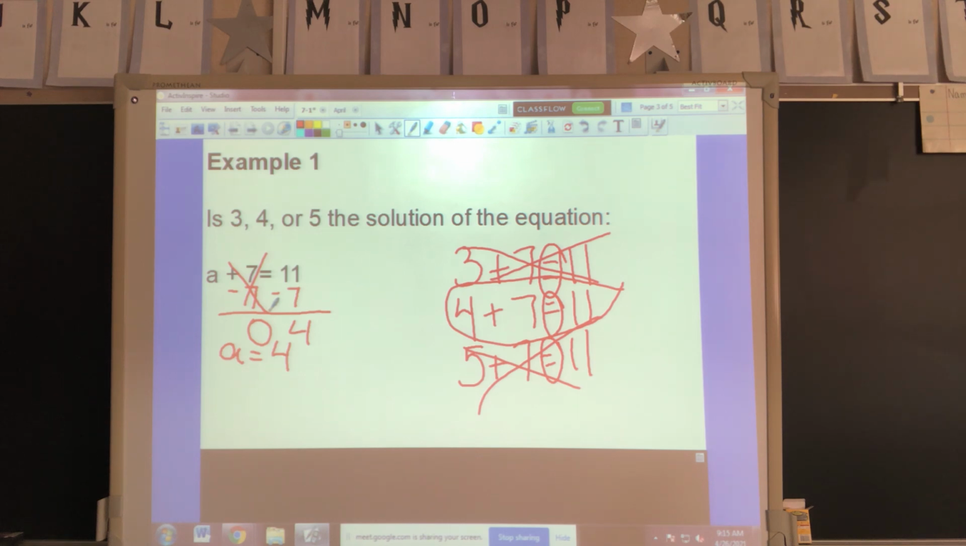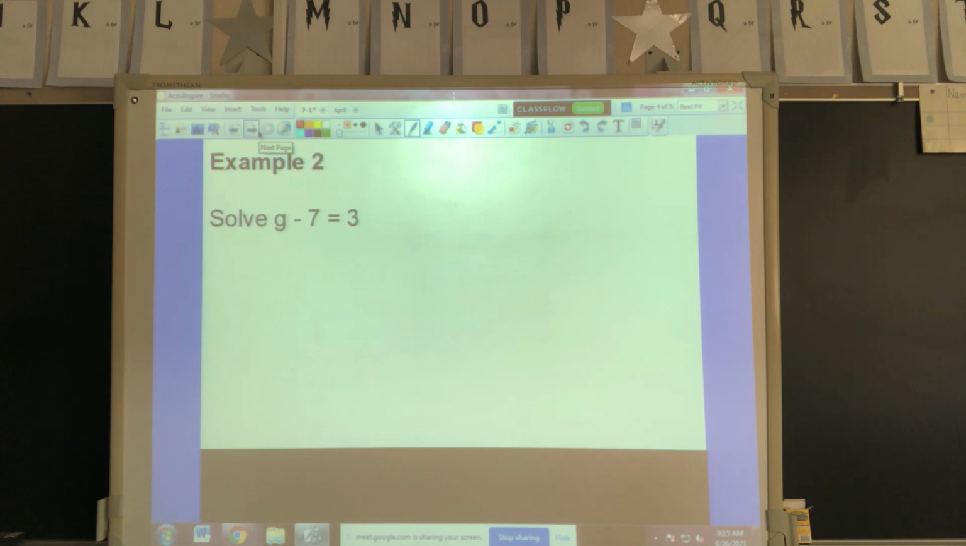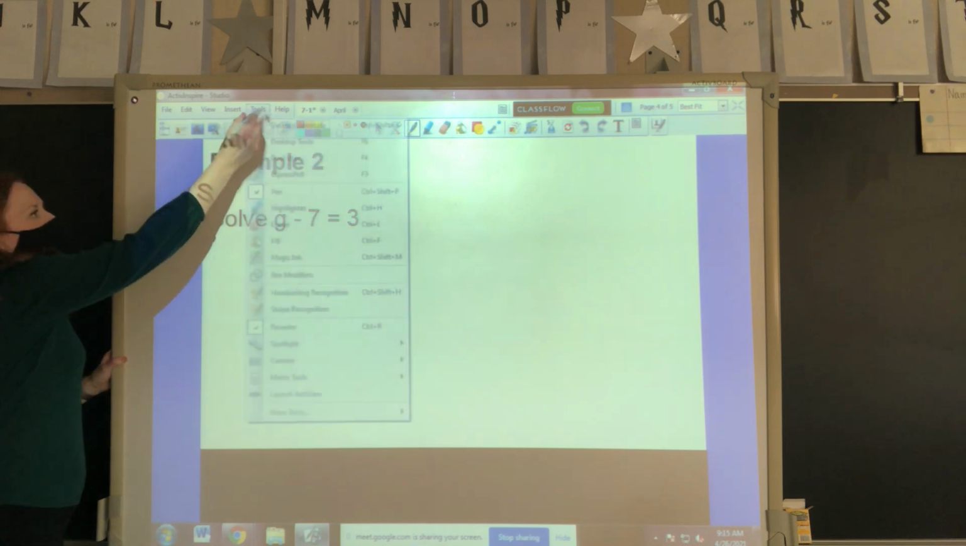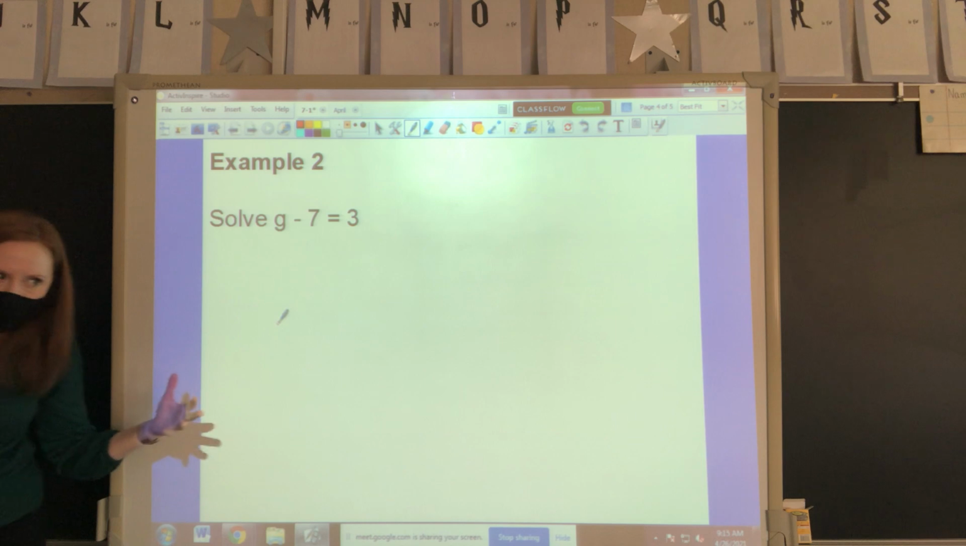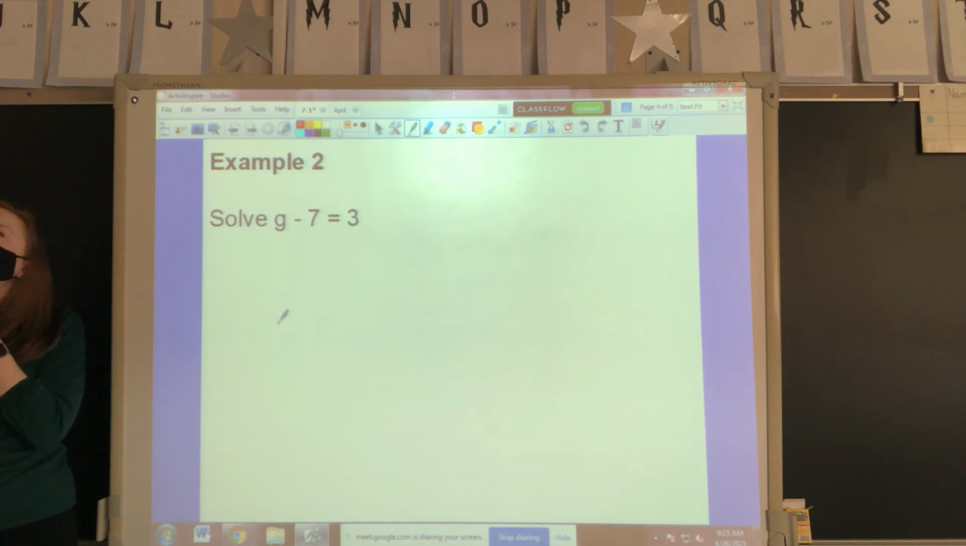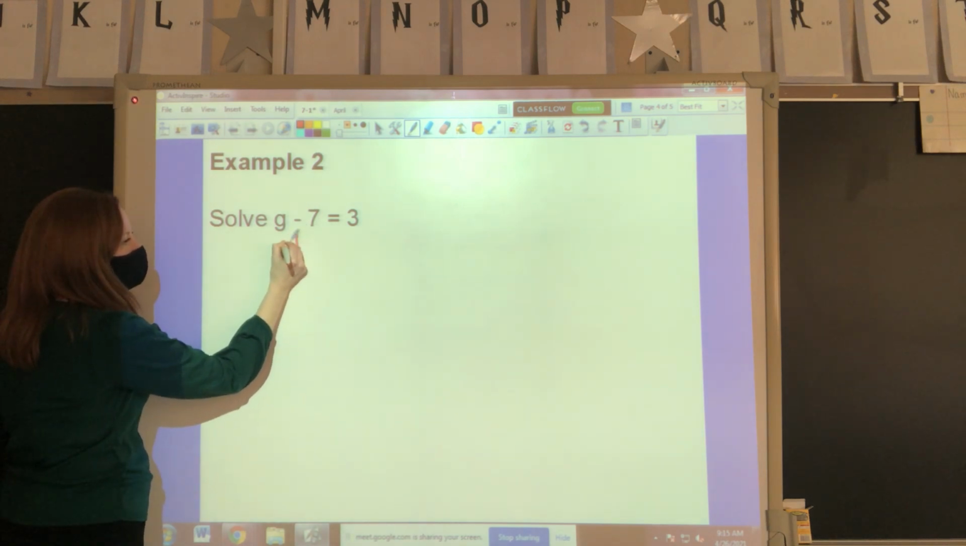Did everybody get this one down? Good, good? Okay. Example 2. Solve g minus 7 equals 3. So here's exactly what I was just saying. If they don't give you number options, then you have to figure it out using the opposites. So g minus 7. If it's subtraction that they're using in this problem, what is the opposite of subtraction? Addition.